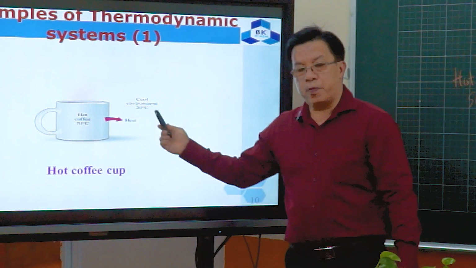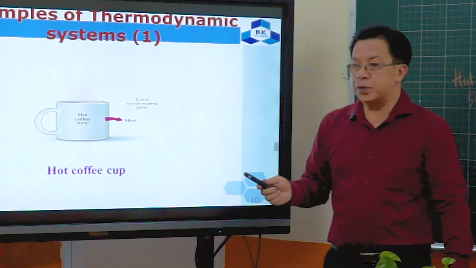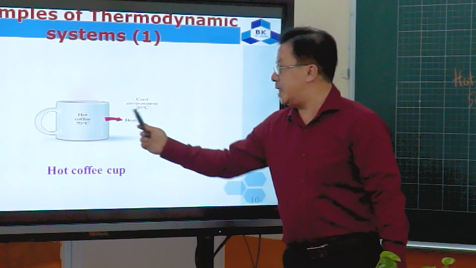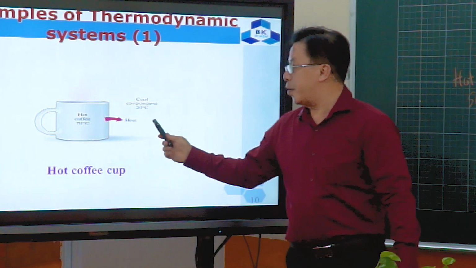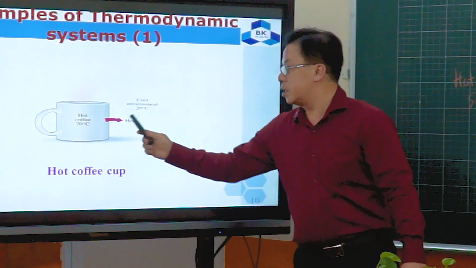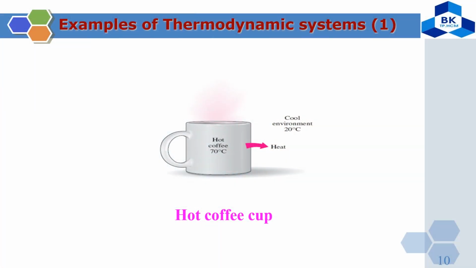In this case, we don't provide or use work, but we get heat transfer from the hot coffee to the environment around it. So in this case, the hot coffee cup is the thermodynamic system.